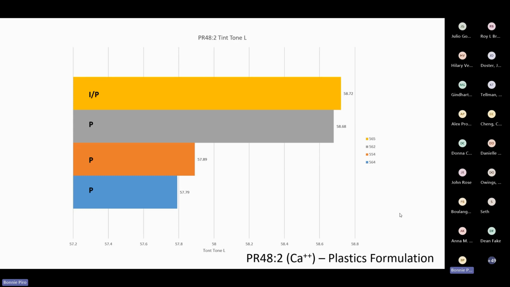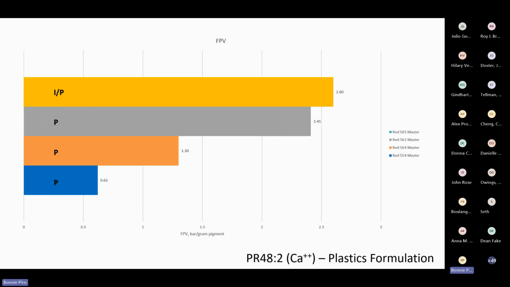If we take a look at the tint tone L, these 2 products are almost a unit different in L value, signifying that they don't disperse as well as the other 2 products in this particular plastics formulation.